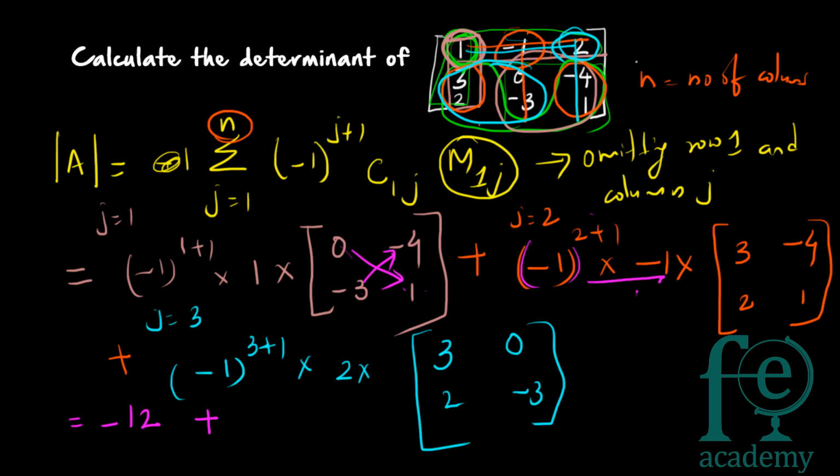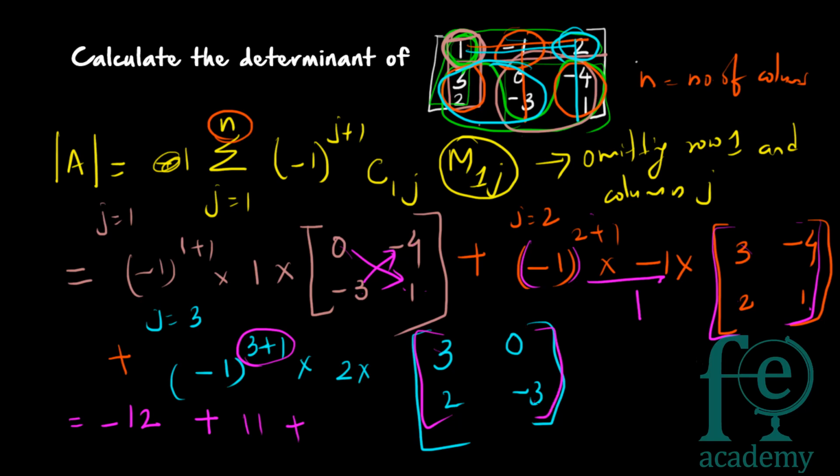Minus 1 into minus 1 is equal to plus 1 into, this is the determinant value for this 2 cross 2 matrix. What you will be getting? The first diagonal 3 into 1 minus 2 into minus 4. So 3 into 1 is 3, 3 plus 8 which gives you 11. And the last one is (-1)^(3+1), minus 1 the whole raised to 4 which gives you 1. So 1 into 2 into, and what is the value for this matrix?